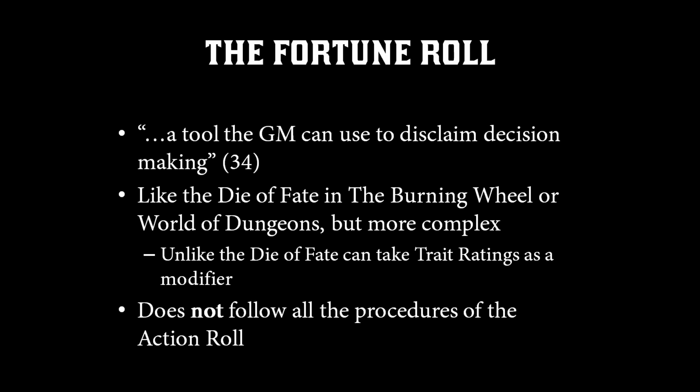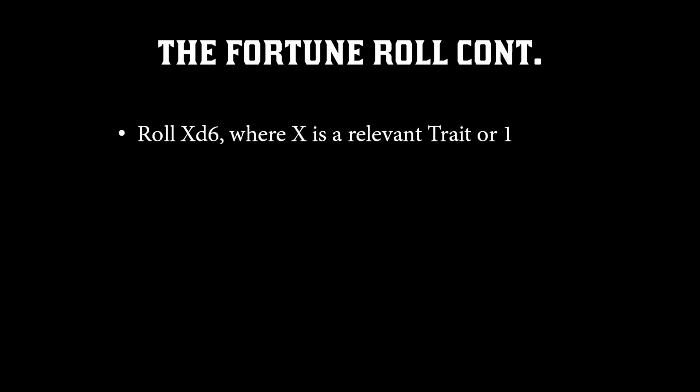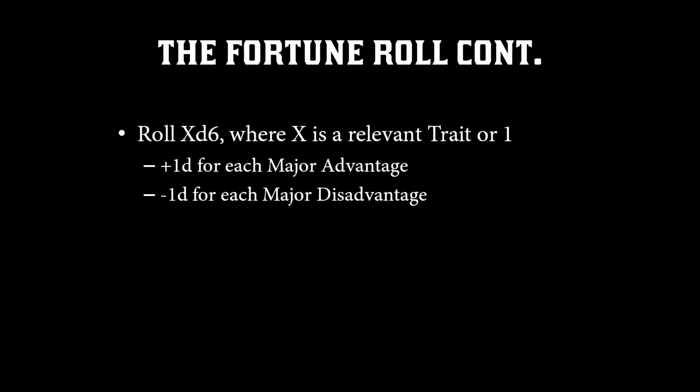Also, the fortune roll, notably, does not follow all the procedures of the action roll. The fortune roll is a much simpler affair. So, what exactly is it? Let's take a look. You roll XD6, where X is a relevant trait rating, or 1. And you add a die for each major advantage, and subtract a die for each major disadvantage.